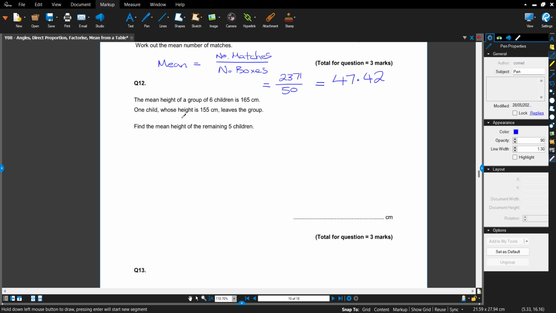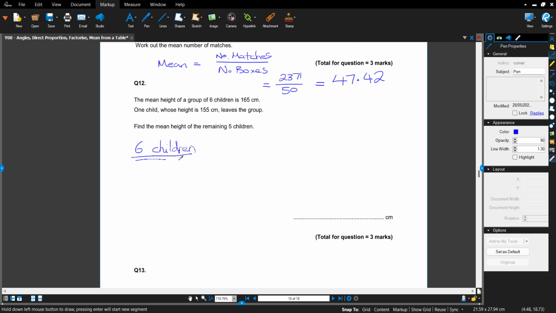All right. Question 12: the mean height of a group of children is 165 centimeters. One child whose height is 155 leaves the group. Find the mean height of the other 5 children. So there's 6 children. Their mean height is 165. One of the children leaves, so there's just 5 left. Now that kid was 155 centimeters. Now there's 5 left, and we have to find their new mean height. Well, we had 6 children, and their mean height.